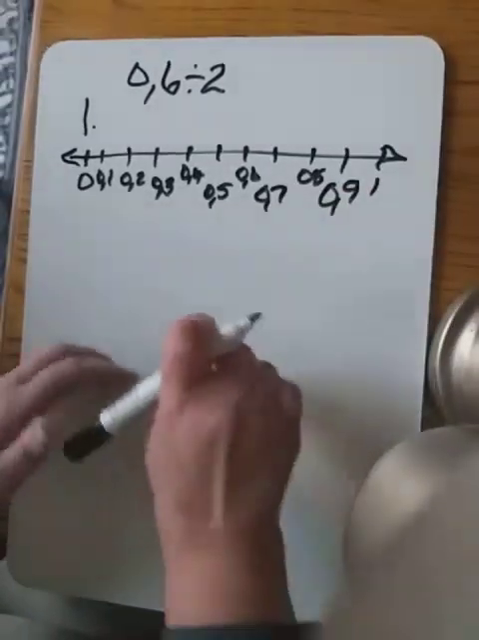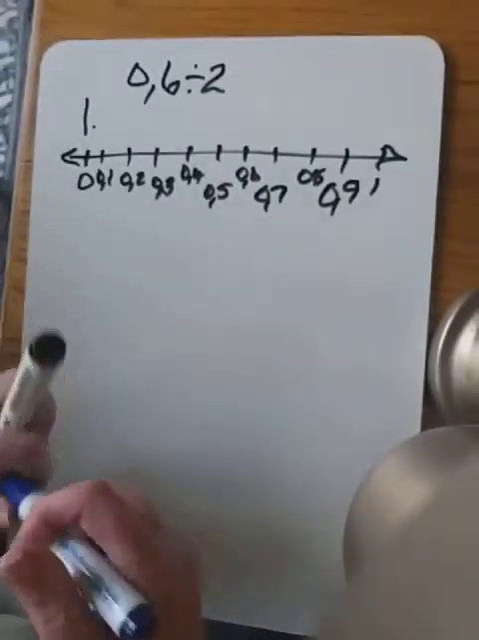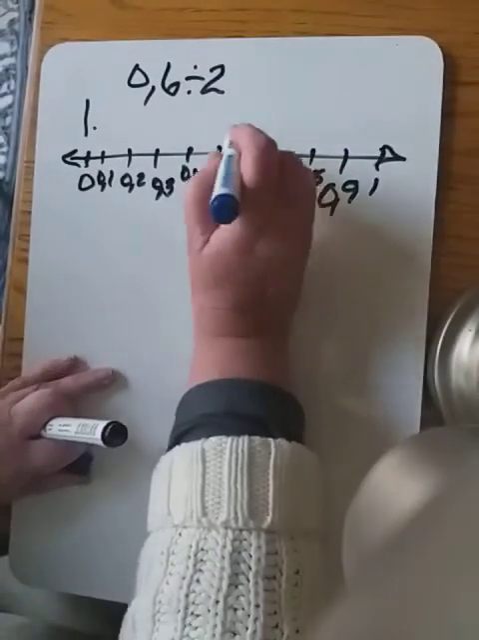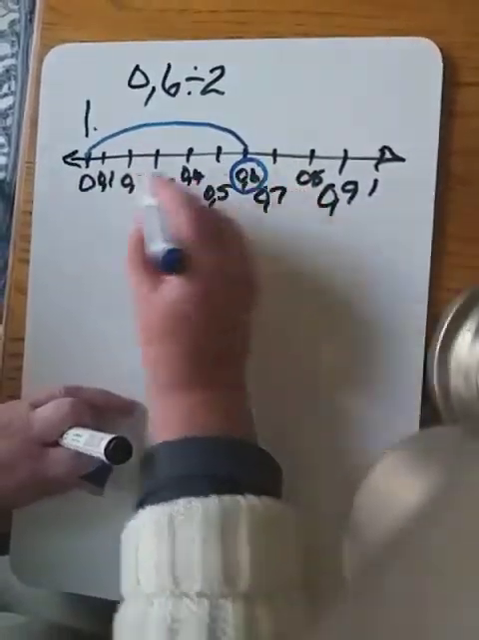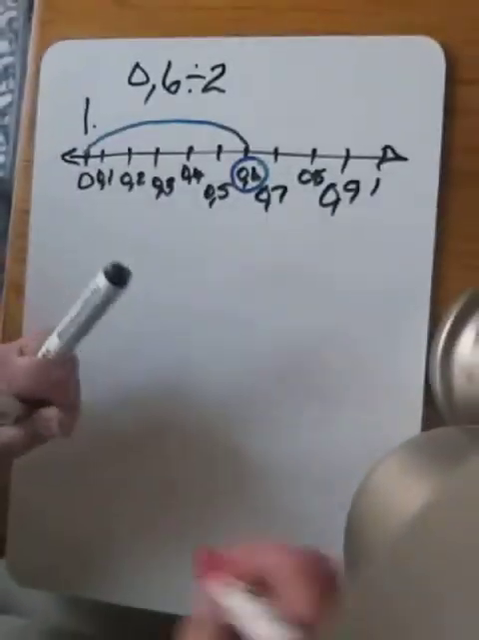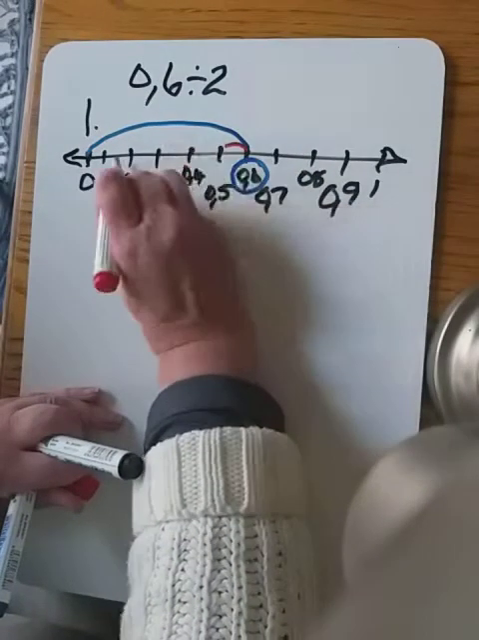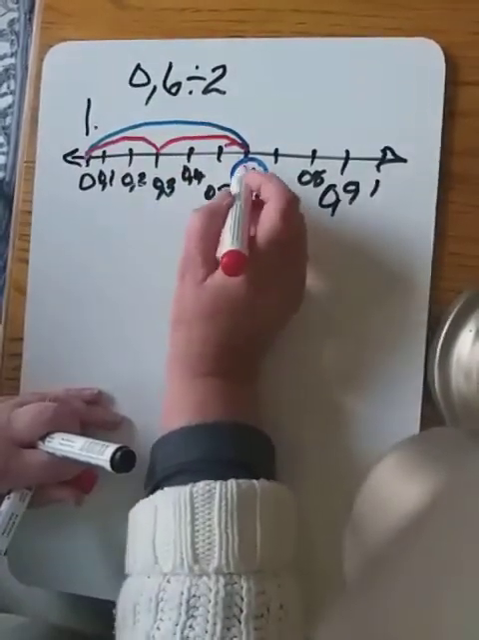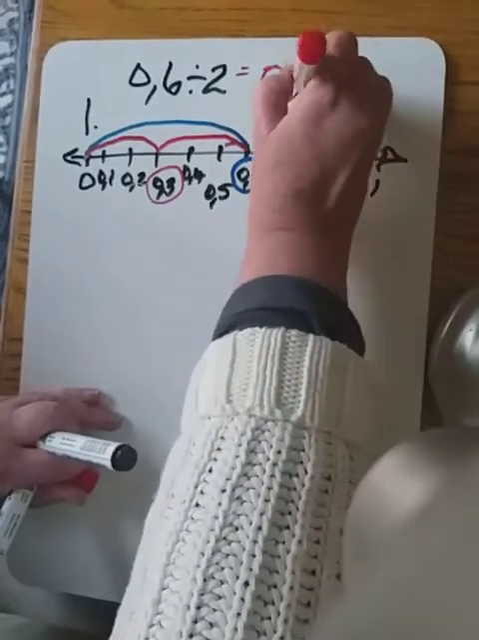Okay. Now it says 0,6 divide by 2. So if I divided by 1, it would be the whole part, 0,6. But now they're saying divide this by 2. So let's cut this in half. There's 6 of them, so we go 3 and 3. So 0,6 divided by 2 would give me 0,3.